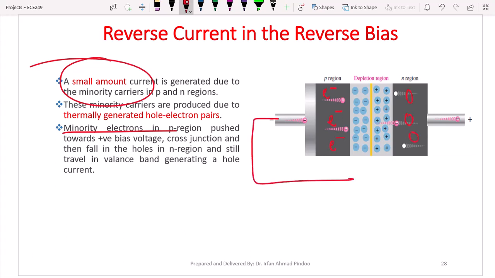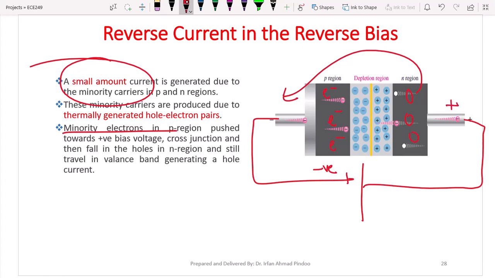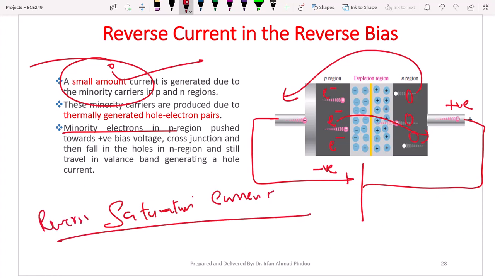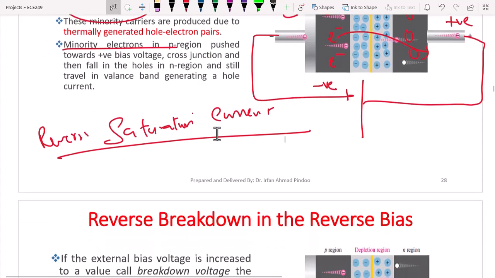So when we are applying the reverse bias like this, what is going to happen? This negative part of the battery will attract holes, right? And this positive terminal of the battery will attract the electrons. So we can see there is a movement of charge carriers with respect to the junction also. So due to these minority charge carriers, we will have a very small amount of current, that is also called the reverse saturation current. This current is called a reverse saturation current that flows in the reverse bias.